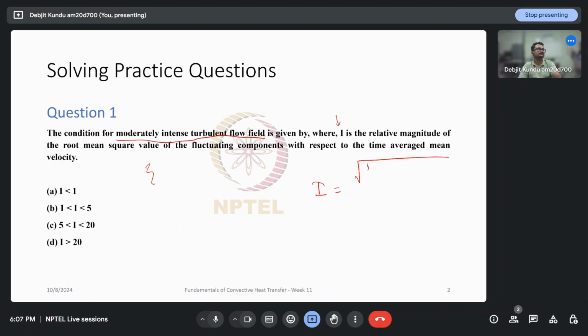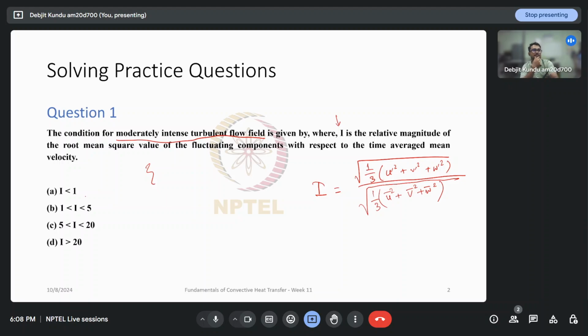It's the root mean square of all the fluctuating components. So it will be u prime squared plus v prime squared plus w prime squared, and this will be normalized with the time averaged mean velocity, which will be u bar plus v bar plus w bar, or rather the root mean of that as well. Let me write this correctly. Yeah, so this is how we define the turbulence intensity I.